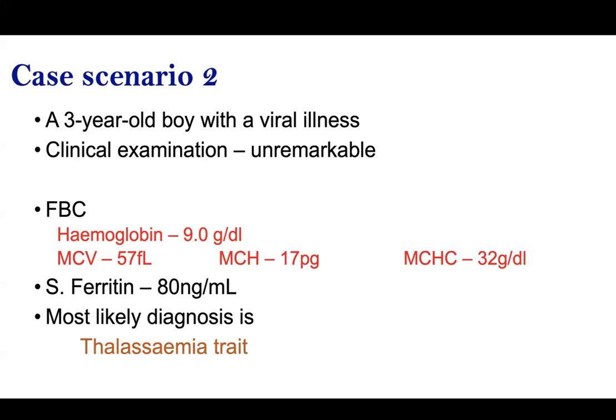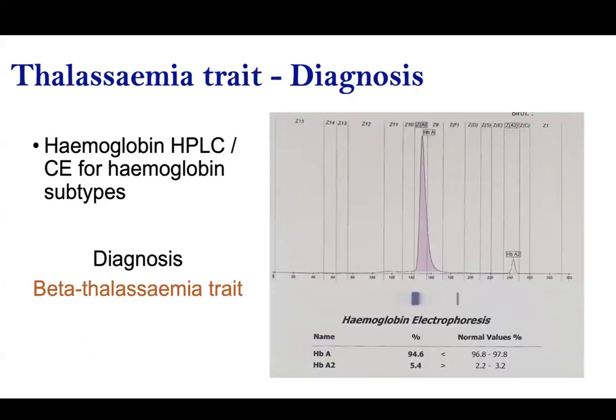So now we know it's most likely thalassemia trait. We need to do an investigation to confirm, which is the hemoglobin HPLC. Newer machines use the technique known as capillary electrophoresis. Both are more or less the same, HPLC or capillary electrophoresis, which will give you the proportion of hemoglobin in your body. What proportion is hemoglobin A, what proportion is hemoglobin A2, what proportion is hemoglobin F, likewise.